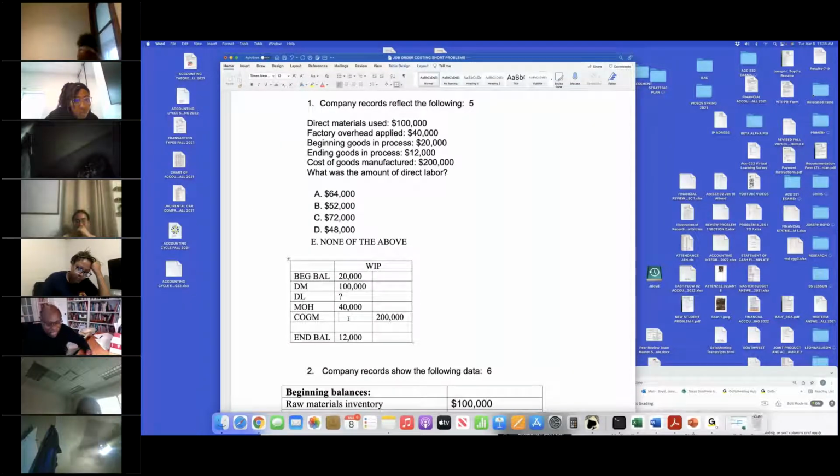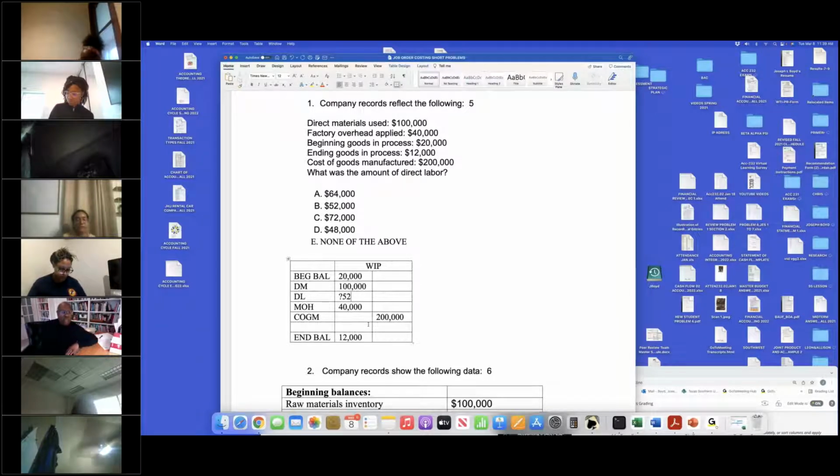$52,000. How did you get $52,000? The beginning work in process is 20,000. So we add direct material used on work in process. Then we add manufacturing overhead 40,000, and we subtract from our cost of goods manufactured, which has 20,000. So we get direct labor overhead. So 52,000.